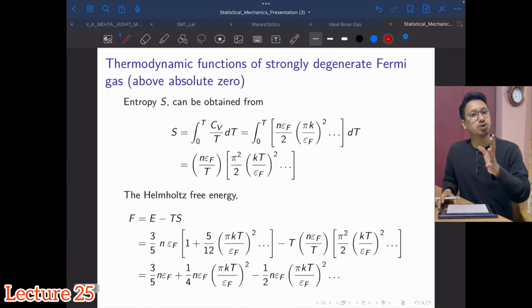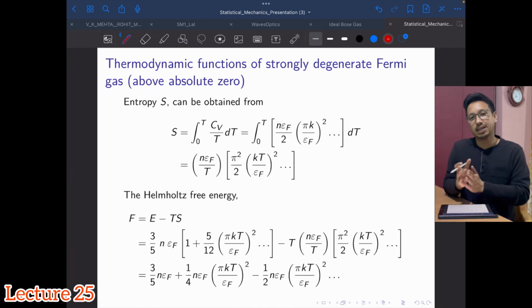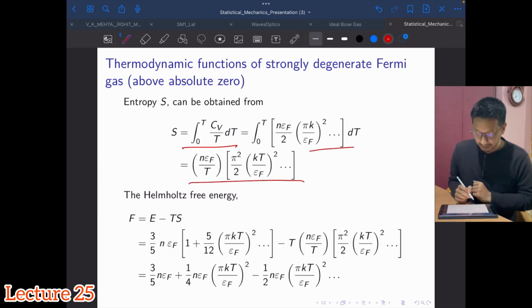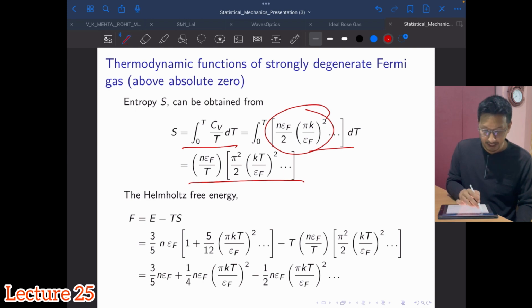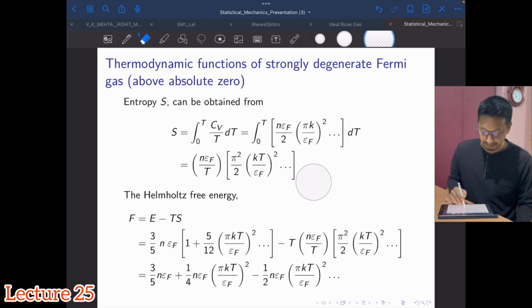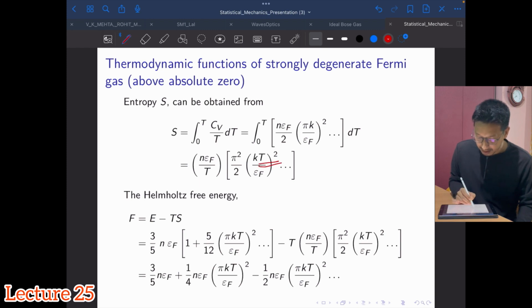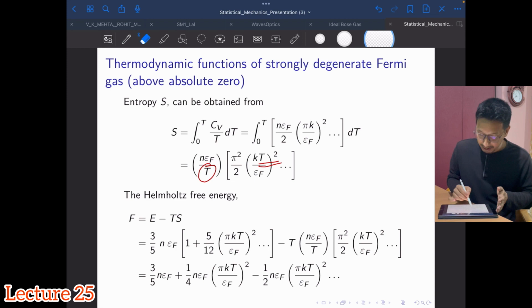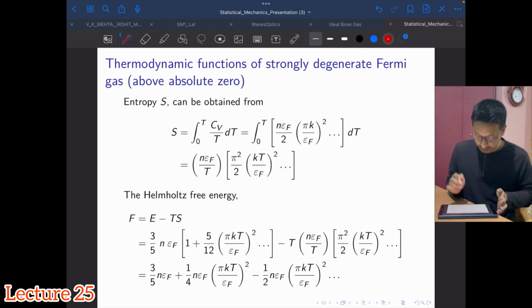Once you have the specific heat, we can calculate the entropy by using our usual expression. Substitute the expression of Cv here, and you will get this. See, this part is nearly constant, no T here. So if you integrate, you will get simply T. Here I have written T square, but there is one T in the denominator. Just to keep the symmetry of this expression, I have written it like this.